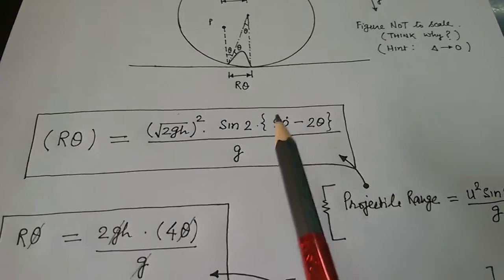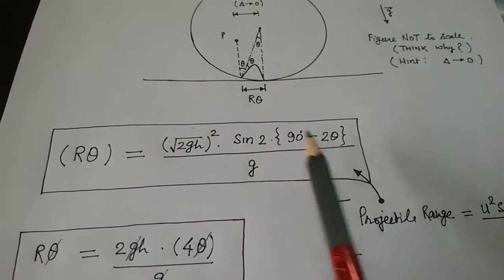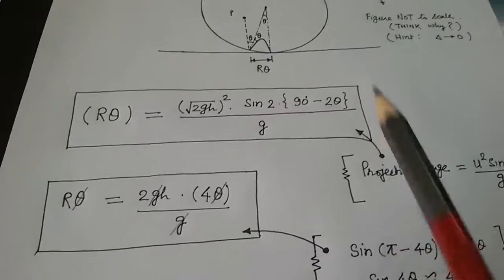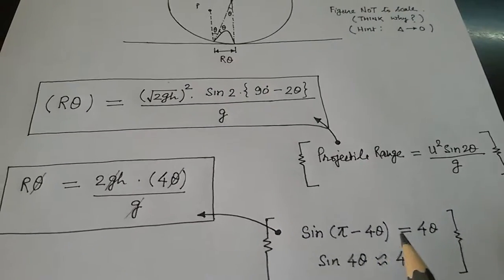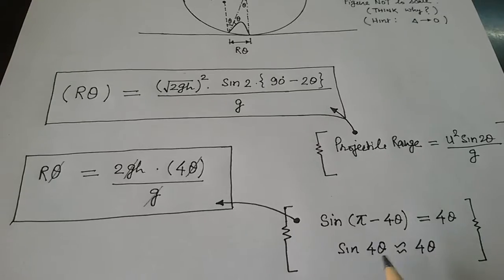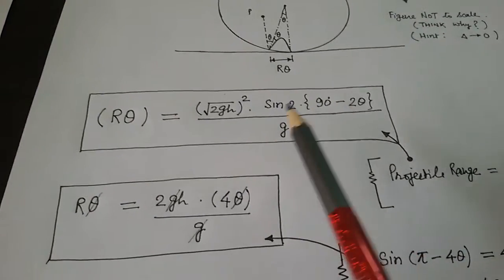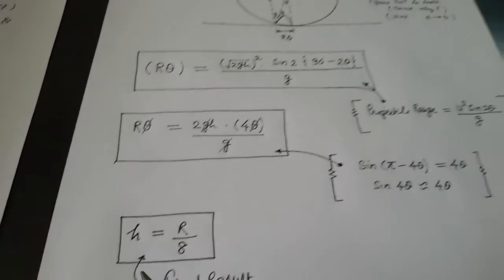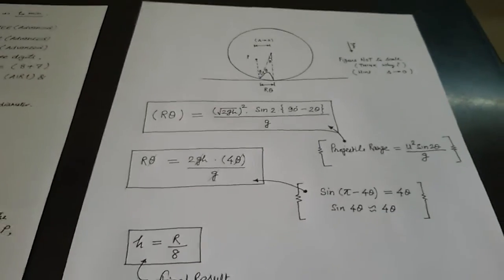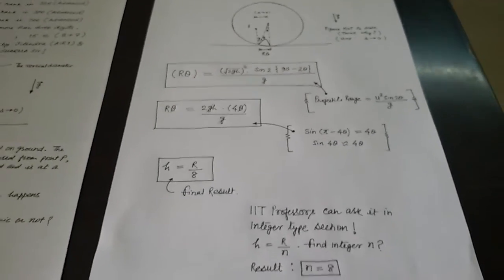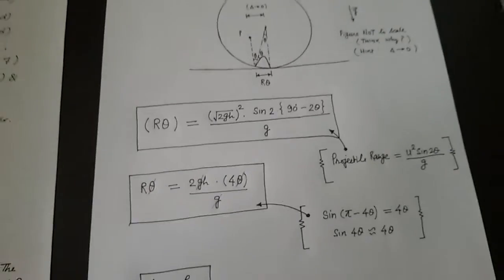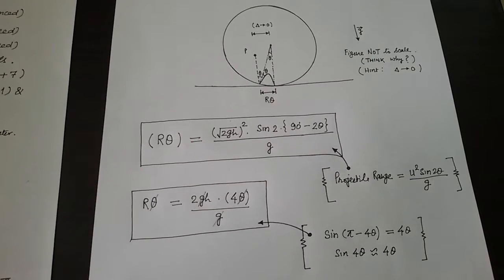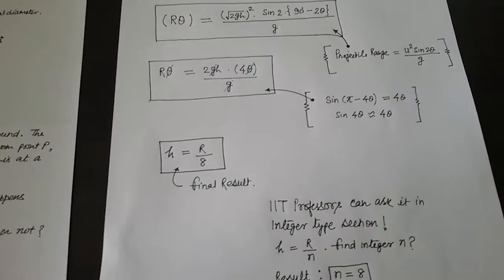So, this is pi by 2 minus 2 theta. On simplifying this, this is sine pi minus 4 theta. Sine pi minus 4 theta is sine 4 theta. Because angle is small, sine 4 theta is 4 theta. So this whole sine value can be replaced by 4 theta. Multiplied by this, on cancelling all these terms, we are getting h equal to r by 8. So r by 8 is the final result. Right? So you are getting how to do this. All this concept is now very, very clear to you, right?